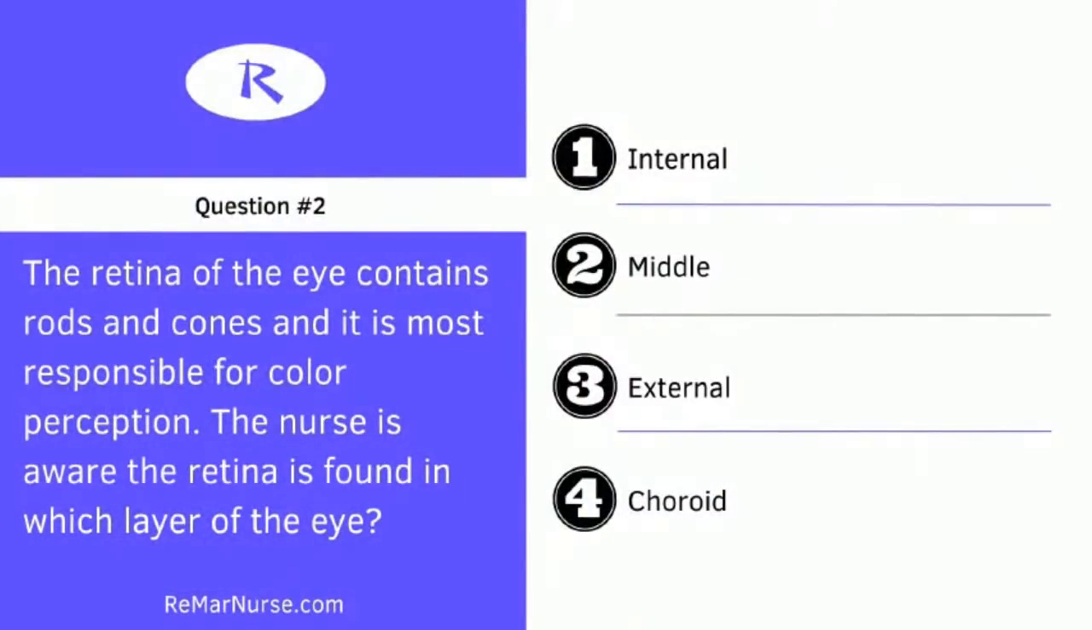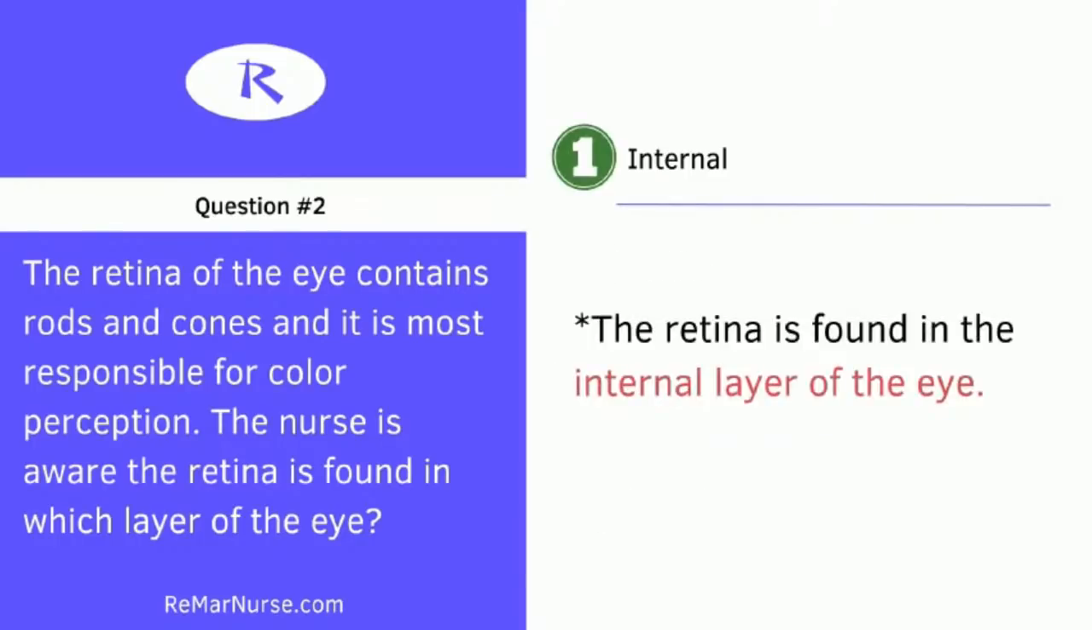Here, we are going to say that the retina is found in number 1, the internal layer of the eye. Did you get that one? I'm pulling out the fundamentals here. Okay. Question number 3 is this.